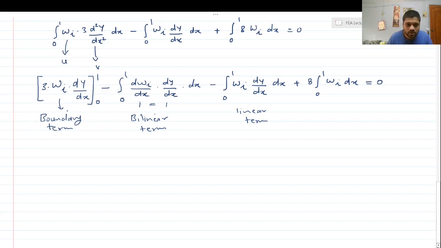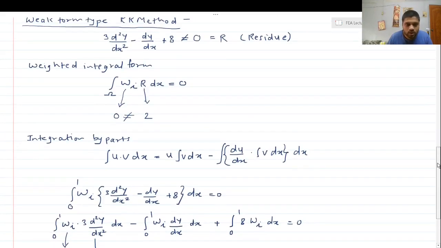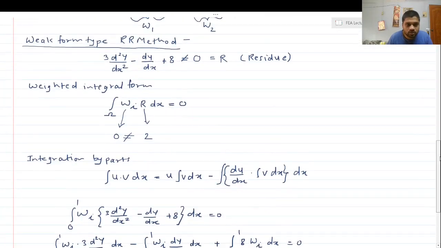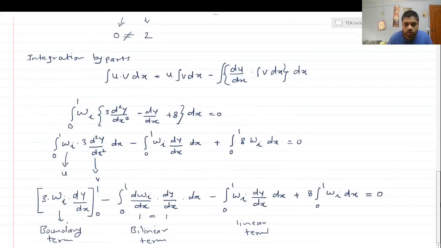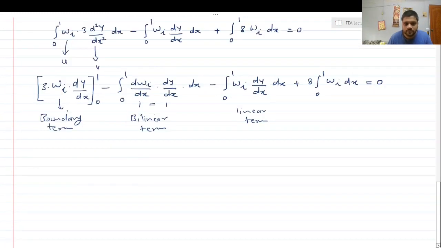Now what we will be doing is, we have already found out what y is. We have also identified w_1, w_2. So now what we want to do over here, since we have simplified this, is start putting in the values of w_i, dw by dx, dy by dx, and start simplifying. So I know that y is what?